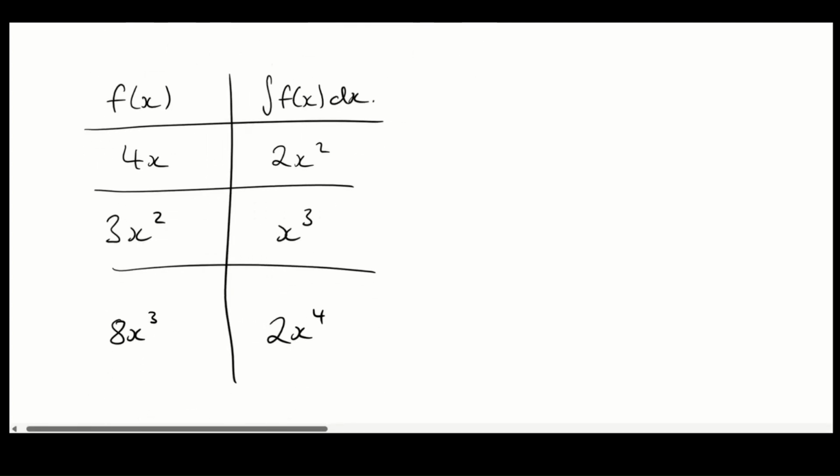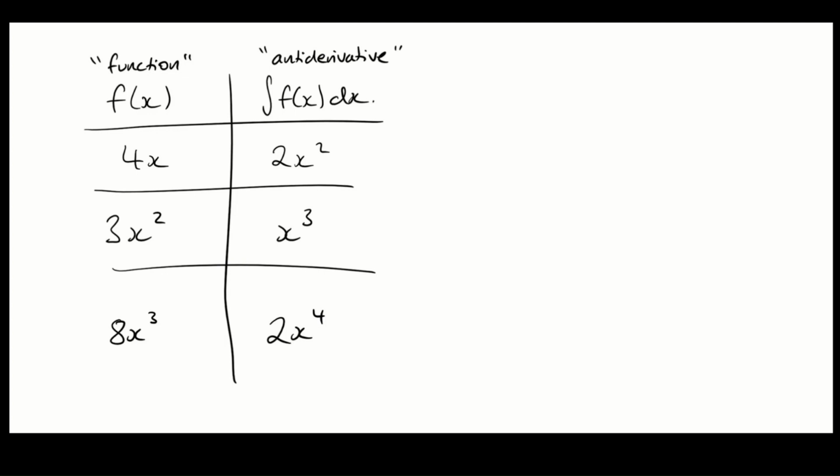We're going to come down here and have a look at this table and see if we can recognize any patterns. On the left here, we have just our function, our f of x. And on the right here, we have the antiderivative of that function. We're going to see if we can find any patterns that can help us always find the antiderivative.